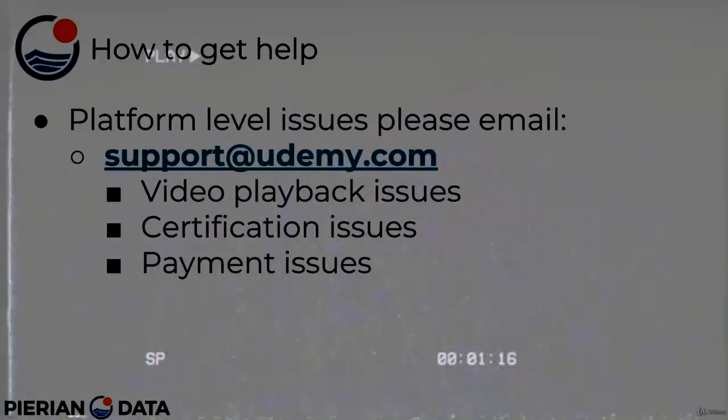Now let's say you have some sort of platform level issue. For those kind of things, you should email support@udemy.com or go to the Udemy support page and open a new issue there. So platform level issues are things like having video playback issues, questions or issues with your certification, or questions or issues with payments. Those are platform level issues and we can't really help you out. So email support@udemy.com to quickly get help on that.